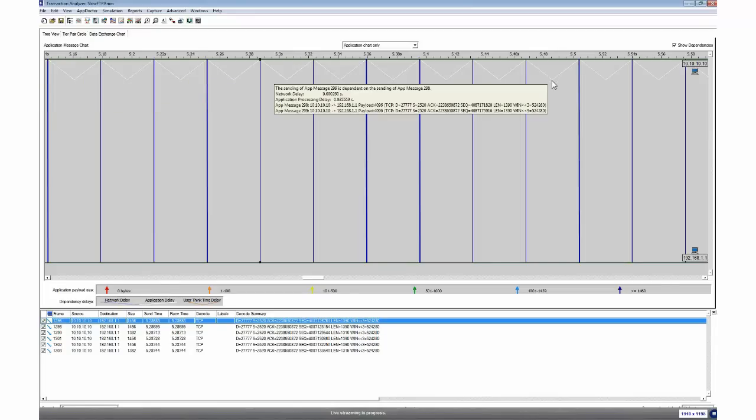You can see that there's a dependency from the previous blue bar to the next blue bar, and you wasted 35 milliseconds of application processing delay. Okay? It's an application processing delay because you got 2 buckets worth of data, 4096, 4096, and then the application said, I'm not going to give you any more.